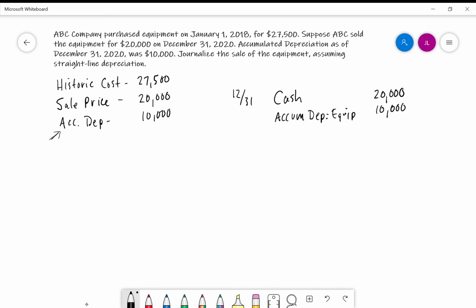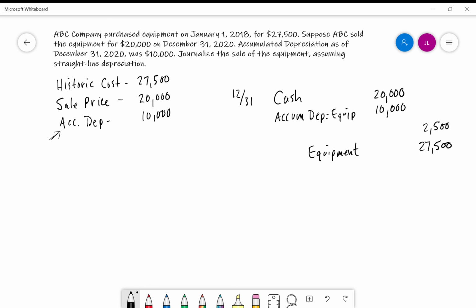And we need to get the historical cost of the equipment off the books since we no longer own it. So we're going to assume they just listed this as equipment, and we want to credit this for $27,500, the historic cost of it. So what we can see here is our debits add to 30,000. Our credits add to 27.5. So we've got $2,500 missing on the credit side.